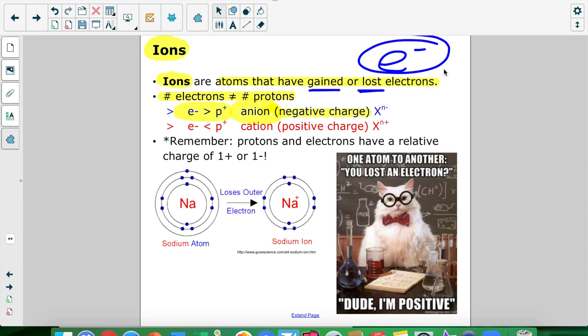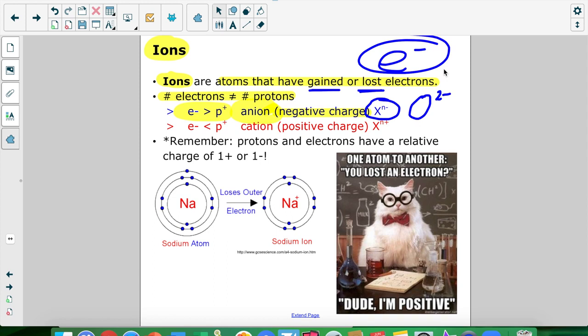How do we represent the negative charge of an ion? We represent it with a superscript of a number that is going to be a negative number. For example, oxygen becomes an ion because it gains 2 electrons. So the charge of the oxygen is going to be 2 minus.